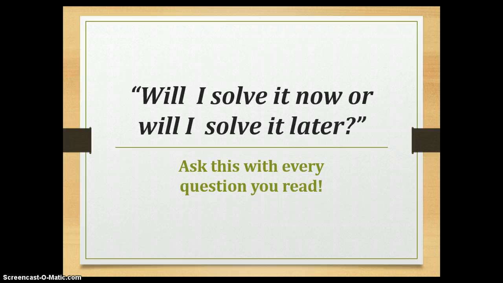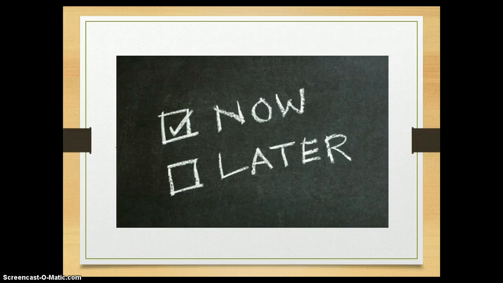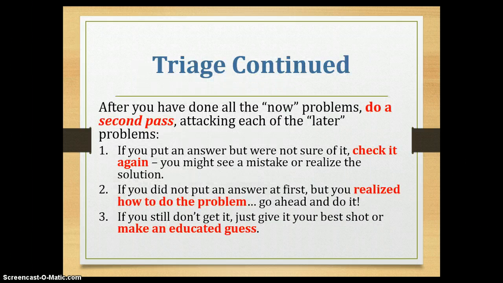So we can kind of simply boil it down to a quote of, will I solve it now or will I solve it later? Ask this of yourself every time you read a question. So, you'll read through all the questions once, you'll probably solve about half of them, and then when you finish, do a second pass, attacking each of the later problems. For example, looking at number 1, if you put an answer but weren't sure of it, check it again.